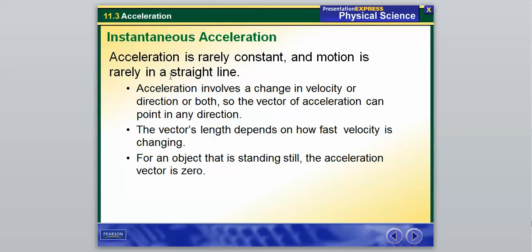So that summarized a lot of the things that we already learned when we talked about speed and velocity. Again, the rules are pretty similar when we talk about acceleration as well.